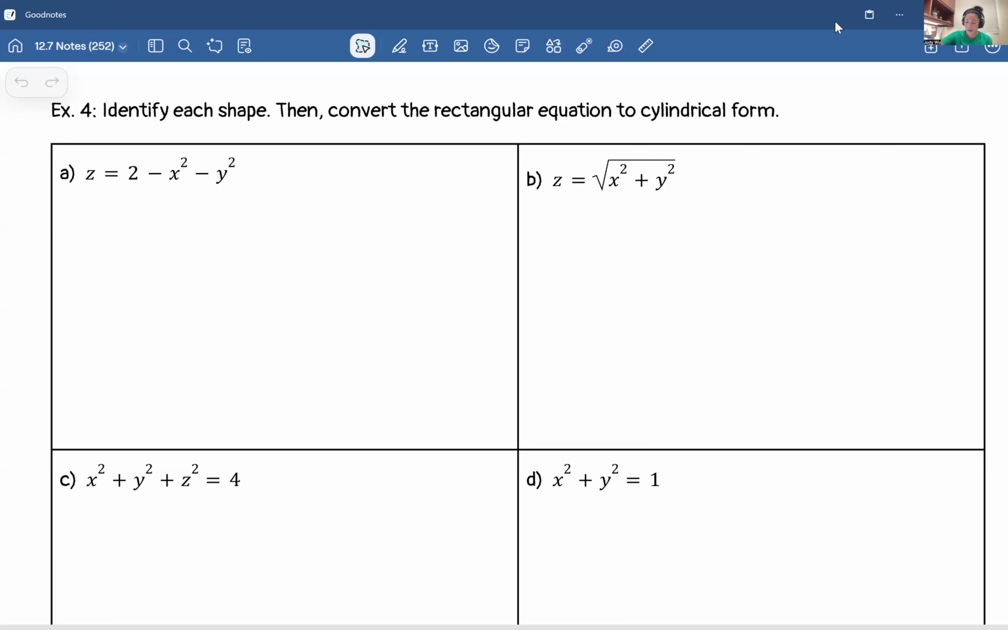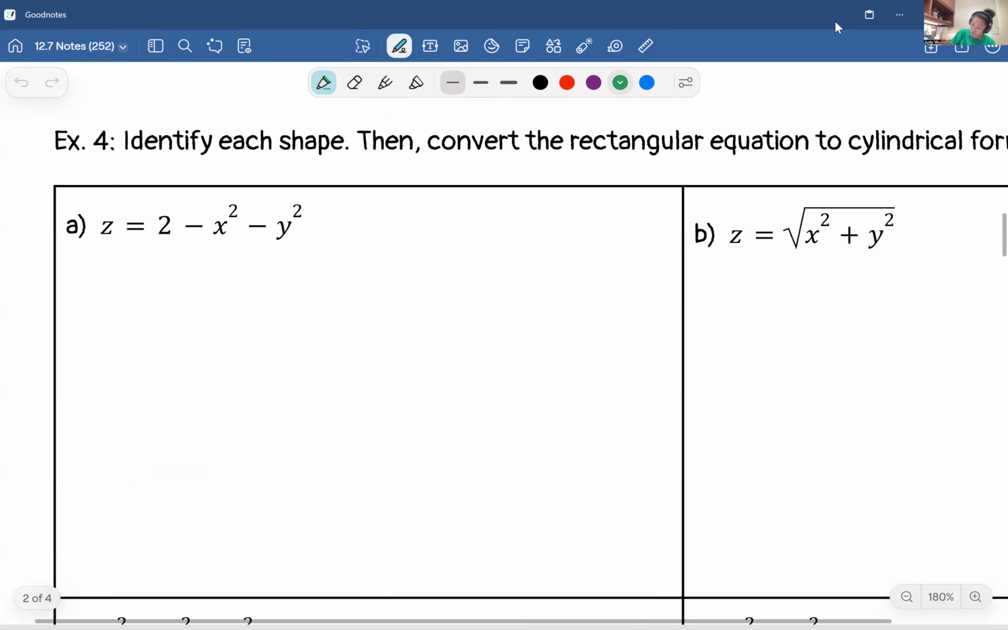Hi folks, welcome back to the videos on 12.7 spherical and cylindrical coordinates. And in this video, we're going to take a look at how we convert whole equations to a different form, okay? So let's take a look at example 4, all right?